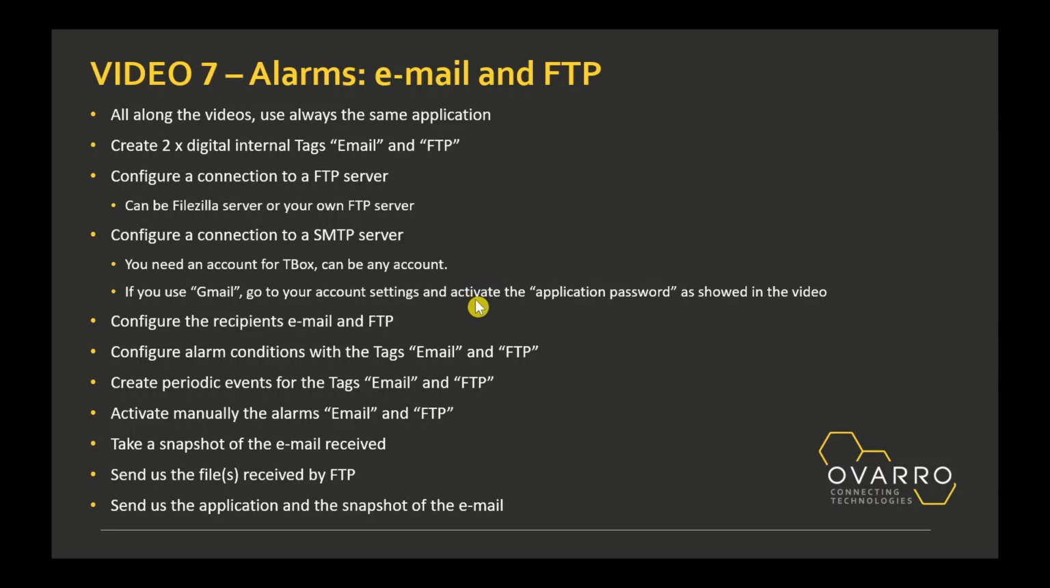If it is a Gmail account, go to the settings and activate the application password. Configure the recipient's email and FTP. Configure the alarm conditions. Create periodic events associated to the tag email and FTP. Once you have sent the program, activate manually those alarm conditions. A periodic event is a digital tag that will change automatically, but as any digital tag, you can change it manually by forcing its value using F4.